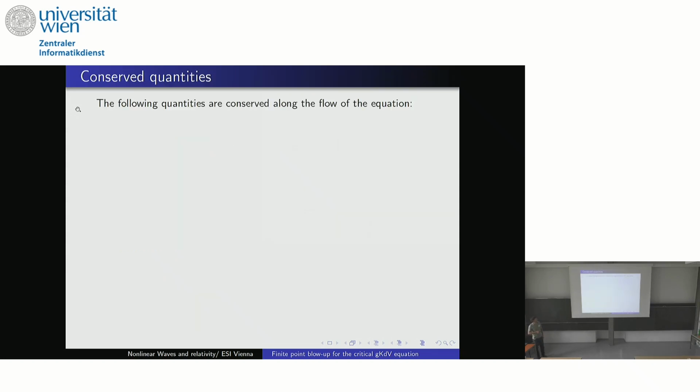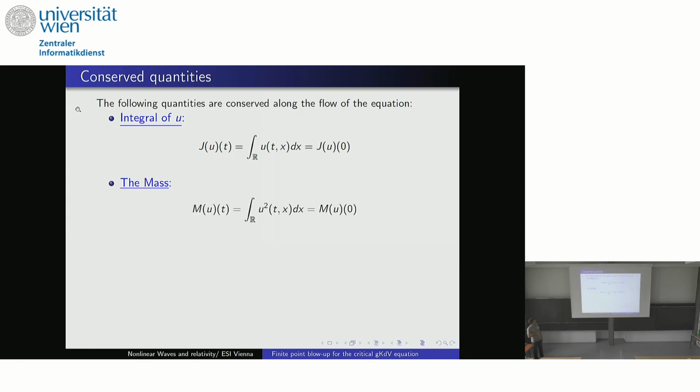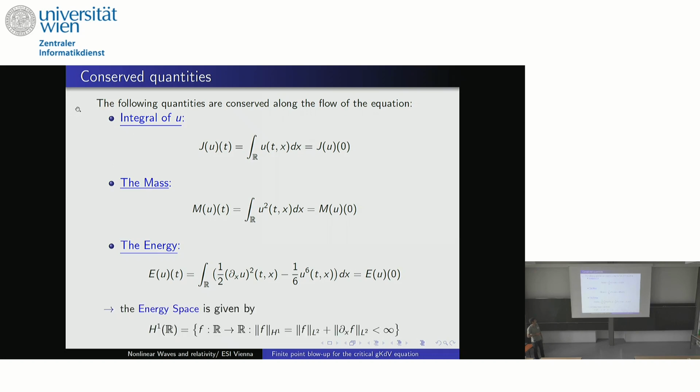Moreover, well, this equation for this power is not completely integrable, but we have three conserved quantities. The integral of u is conserved along the flow. The L2 norm of u is conserved along the flow. And you also have an energy, which is conserved along the flow and which is defined in H1. Okay, you have the L2 norm of the gradient. So the energy space, the natural space to study this equation, is the classical H1 space.